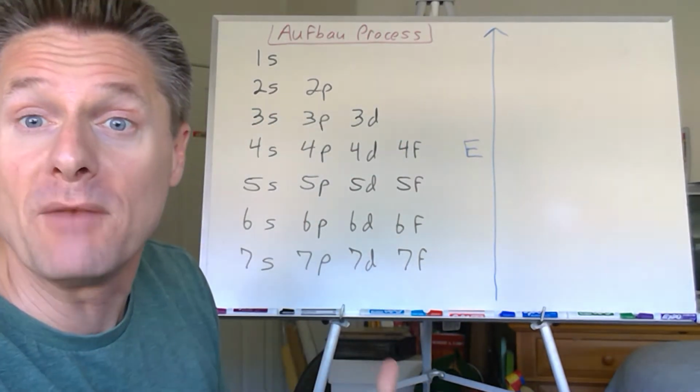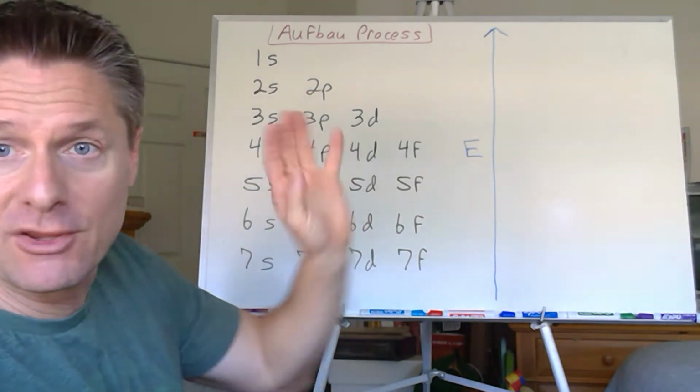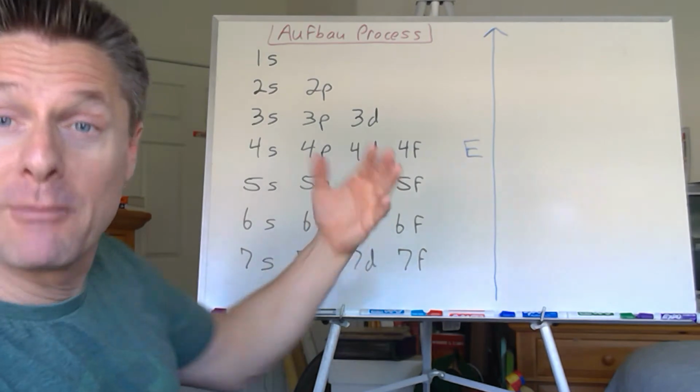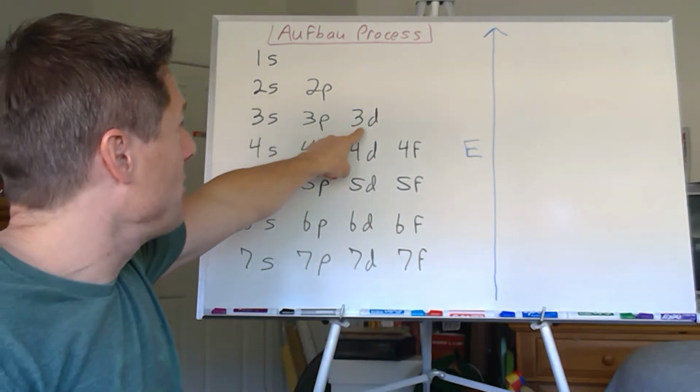There's no such thing as a 1P. So you go 2P, 3P, 4P, 5P, 6P, 7P. You can go as far as you want. Now remember, the D's don't come in till n equals 3. So now we pop in the 3D.